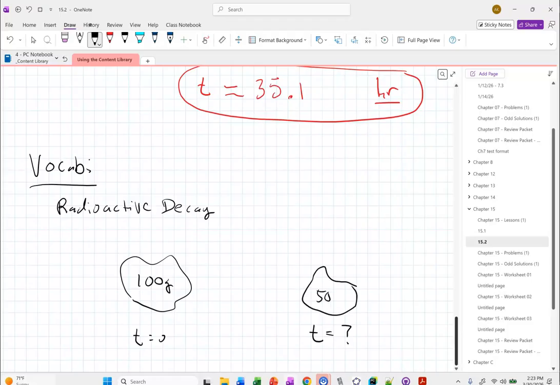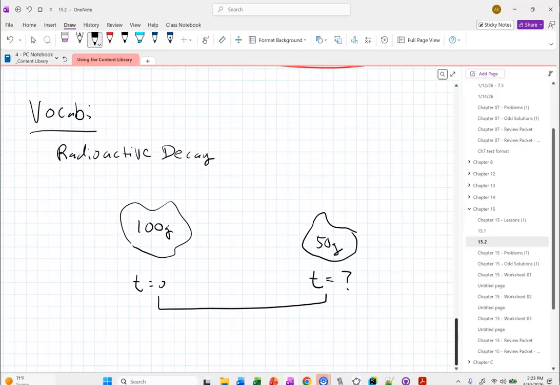So at some later time, maybe half of its mass has been lost due to this radioactive decay happening. Okay? That elapsed time is called a half-life. So it's the amount of time it takes for that radioactive substance to lose half of its mass. Is everybody okay with this idea?